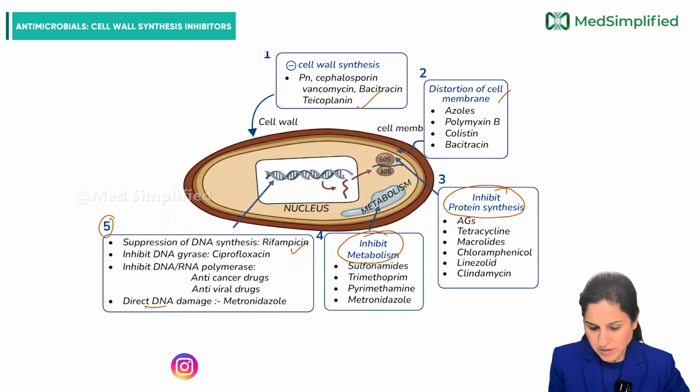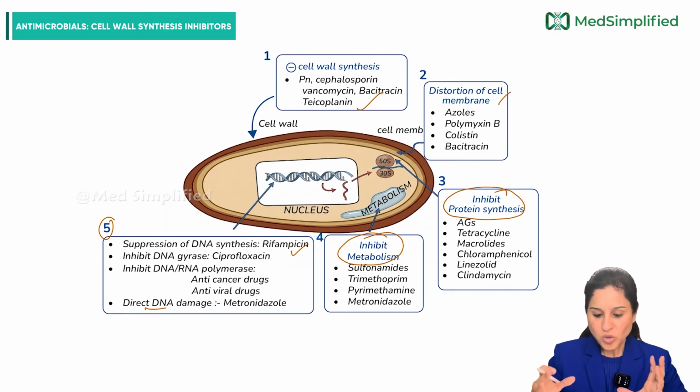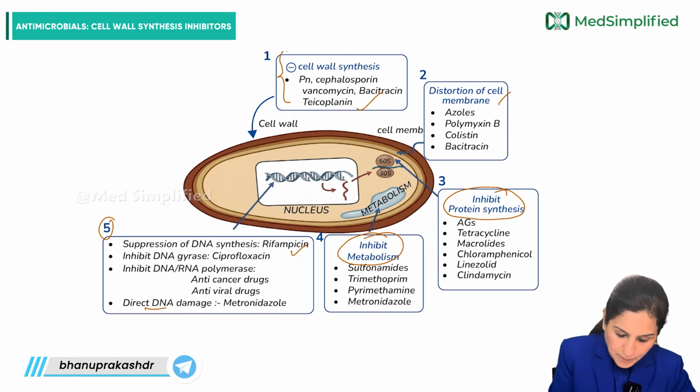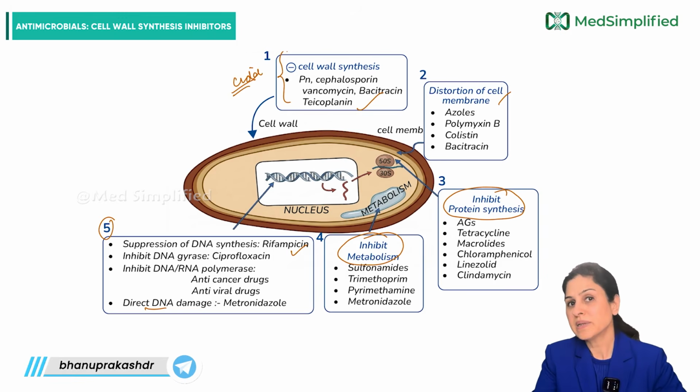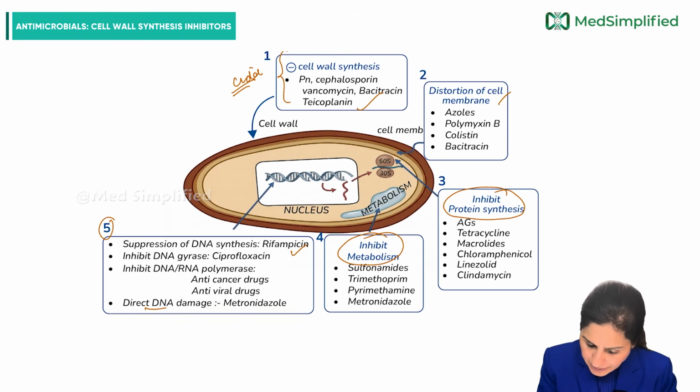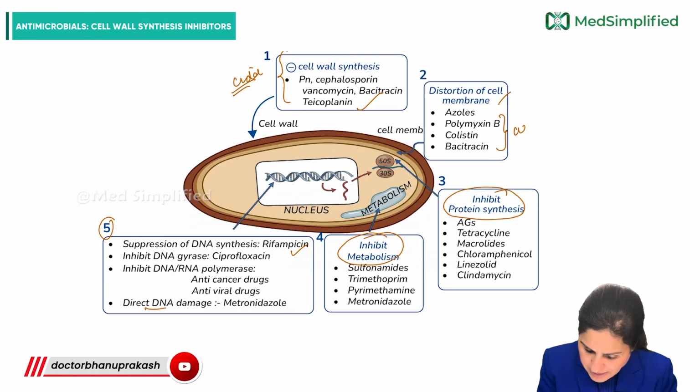Now, out of these drugs, remember that most of the cell wall synthesis inhibitors are actually bactericidal in nature. So the ones which inhibit the cell wall synthesis are cidal in nature. Out of the second group, which causes distortion of the cell membrane, again these three are cidal in nature, while azoles are static in nature.